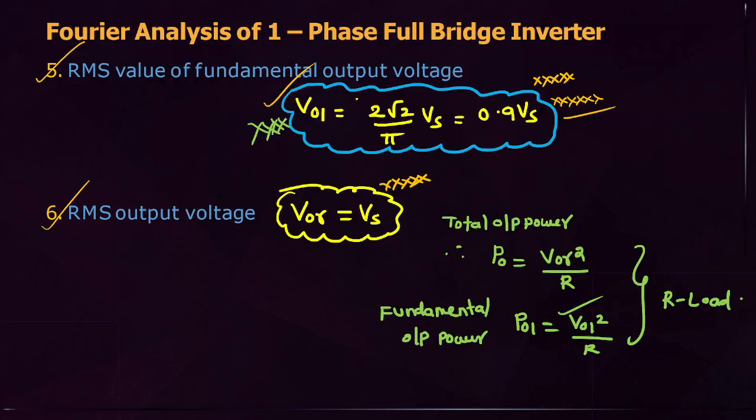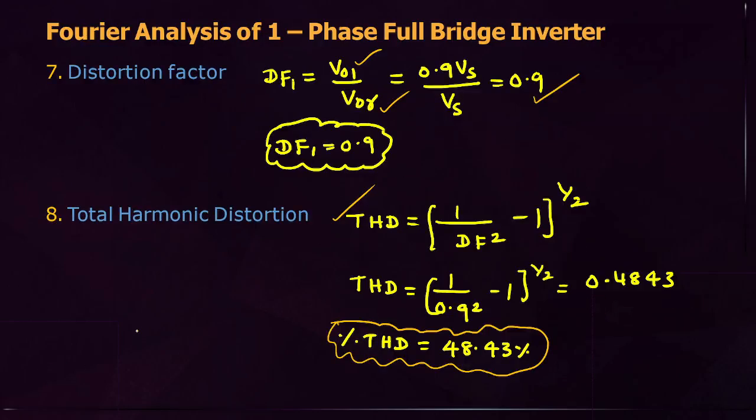But this is very important. What is the RMS value of fundamental voltage of the full bridge inverter? 2 root 2 by pi into Vs, that is 0.9 Vs. Then what is the RMS output voltage? That is equal to Vs. What is the output power? V0 RMS. What is the fundamental output power? V01 square by R.